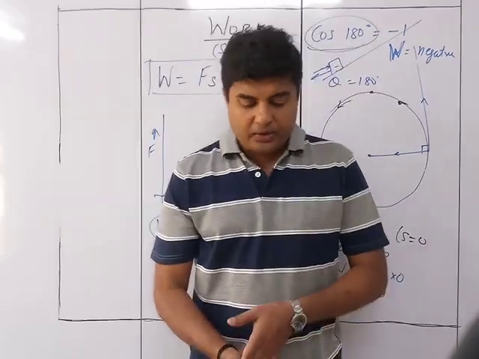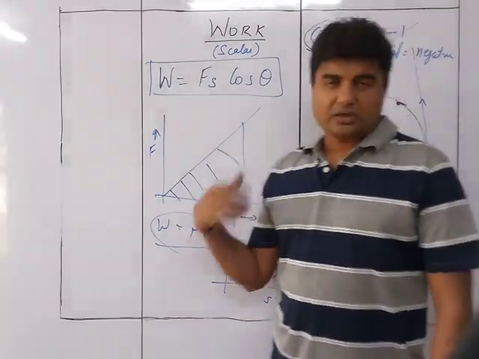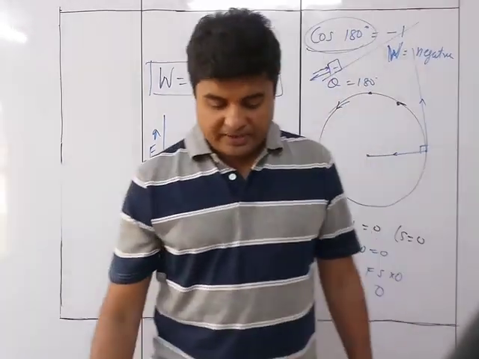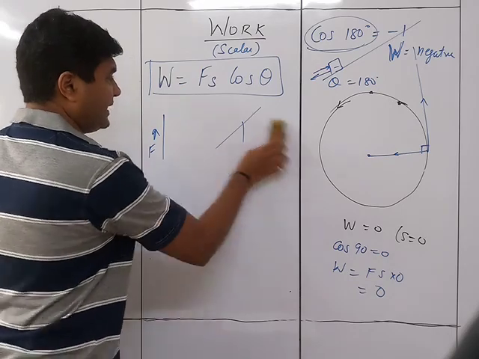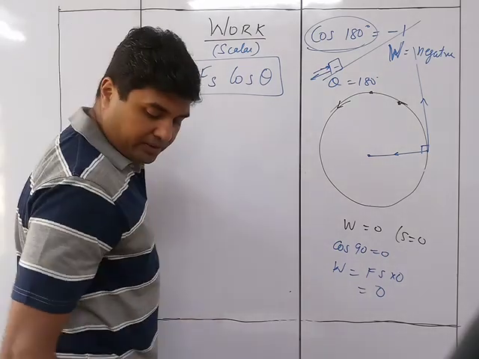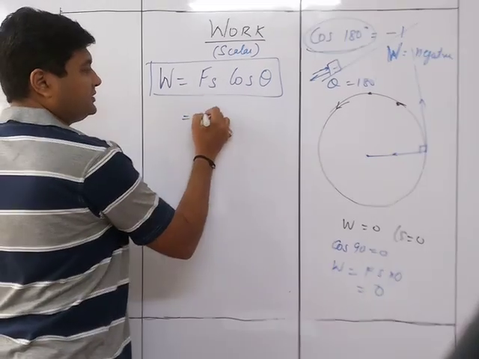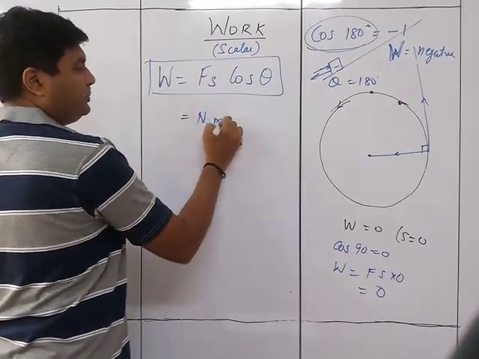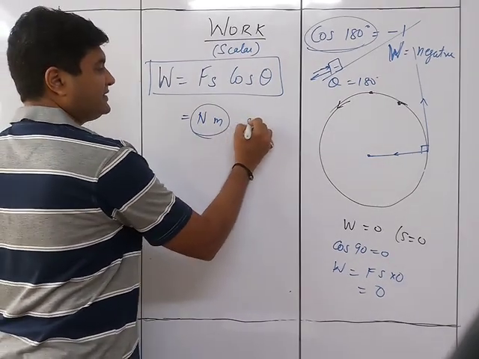I already explained you that the work done due to gravity will be nothing but mgh. Let's erase that. So work done by gravity is mgh. Also now let us see the units of work done. We know that W is equal to Fs cos theta. Newton is the force. This is meter. So Newton meter should be the SI unit.